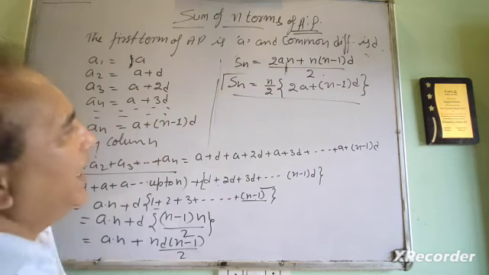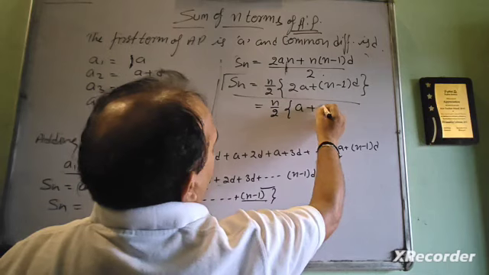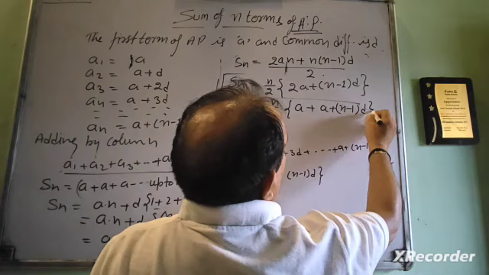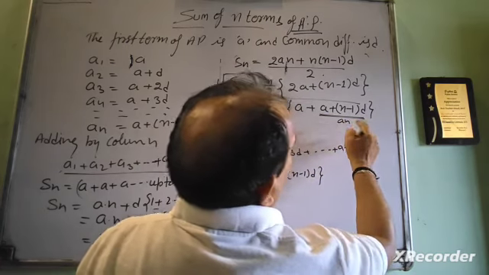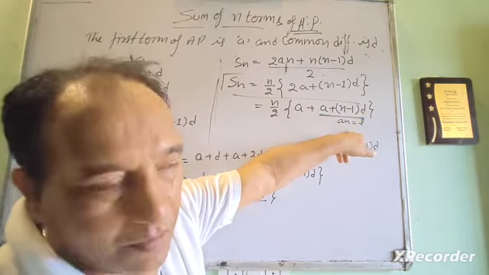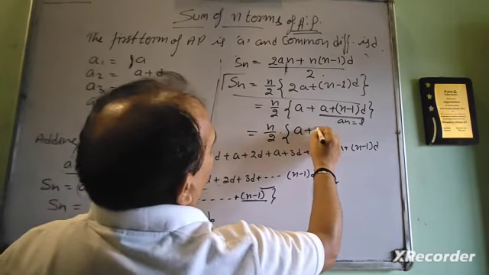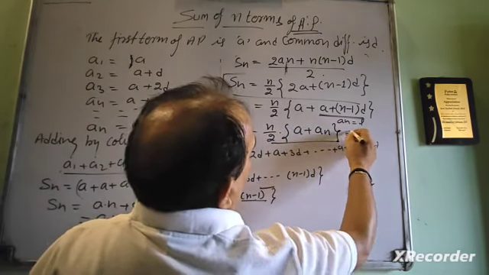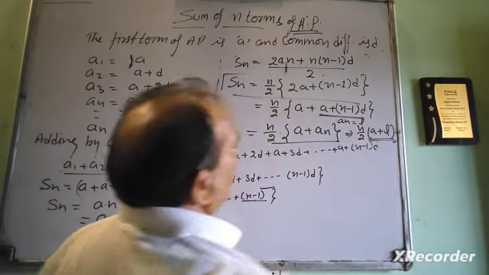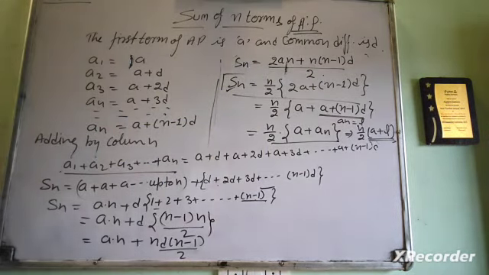And if we look at this formula, 2 into (a plus (n minus 1) into d), this portion, a plus (n minus 1) into d, is an, the last term of the AP. So we can also write it as n by 2 into (a plus an), or sometimes we write it as n by 2 into (a plus l). This is the formula for the sum of n terms of an AP. Then how can we use this formula?